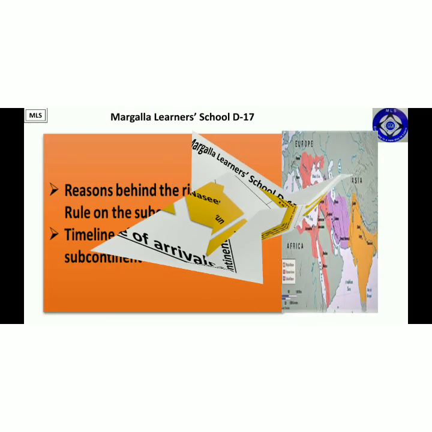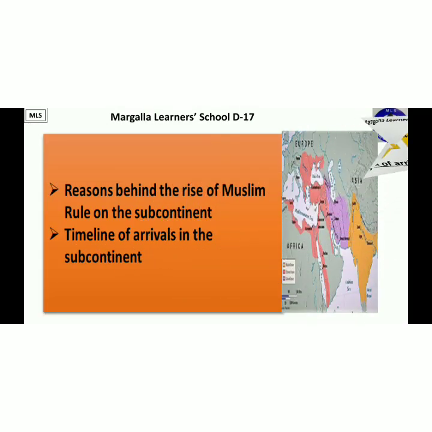So basically, in this lecture, we came to know about the reasons behind the rise of Muslim rule on the subcontinent. The reasons were the arrival of saints, the Arabs' fair governance based on justice, and the safe or peaceful area of the subcontinent. And then we analyzed the timeline of arrivals in the subcontinent from Muhammad bin Qasim to Shah Jahan.